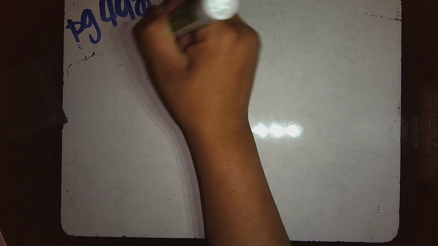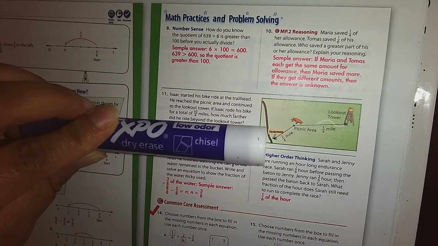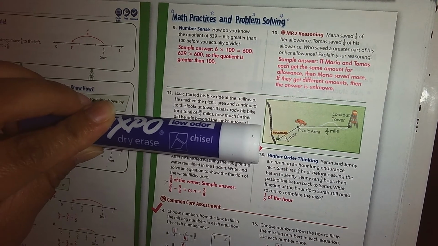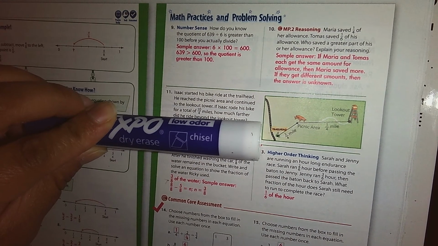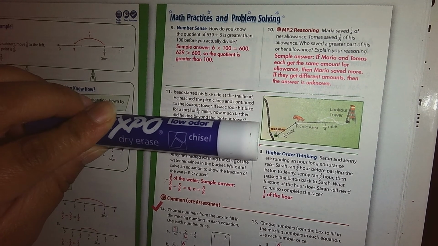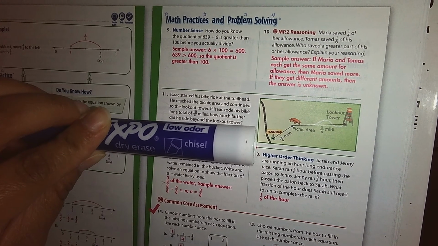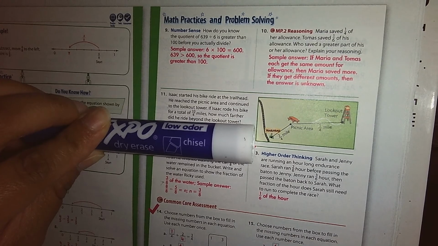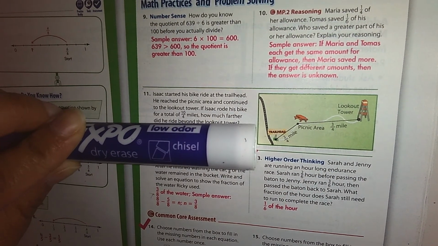Also, now I am going to number 11, and this one is a story problem. So my story problem reads, Isaac started his bike race at the trailhead. He reached the picnic area and continued to the lookout tower. If Isaac rode his bike for a total of 10 fourths miles, how much farther did he ride beyond the lookout tower? I am going to use this picture to help me solve this problem. Okay?